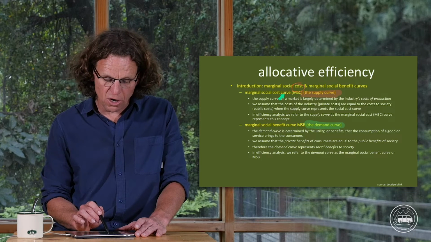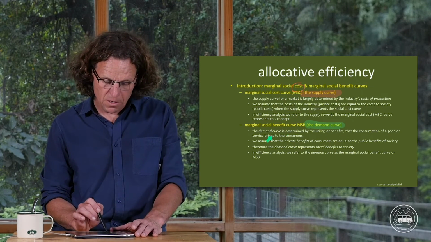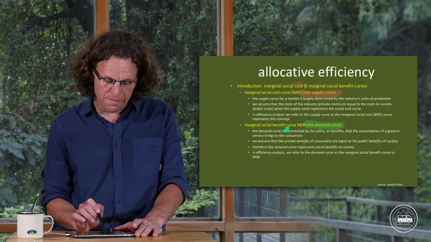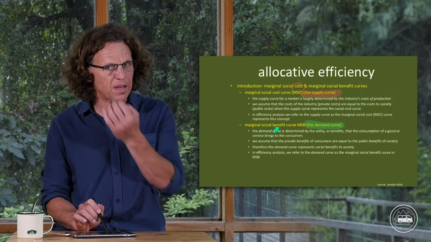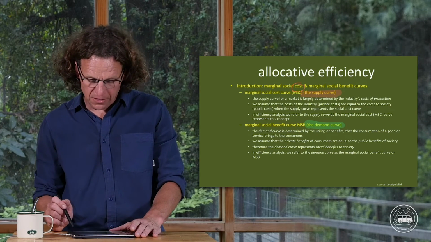The new name for the supply curve is the marginal social cost curve. Why? Because costs are incurred by suppliers, the cost of the factors of production. The new demand curve is going to be the marginal social benefit curve because consumers benefit by buying something. Okay? All right? Cool. Check out the next slide.